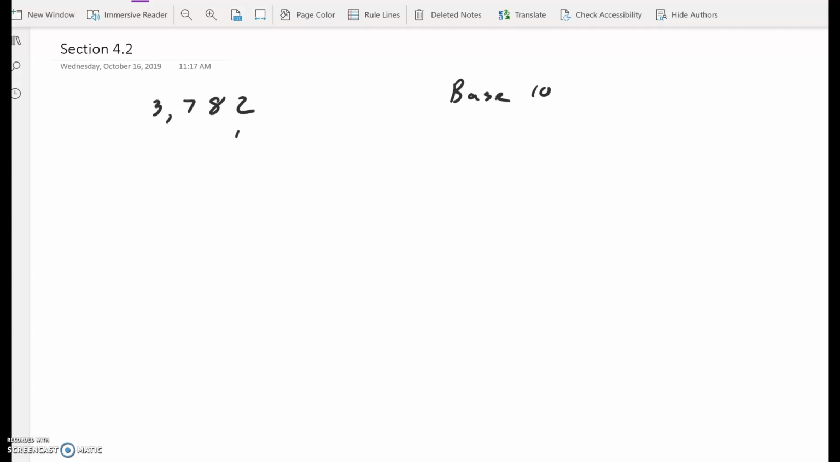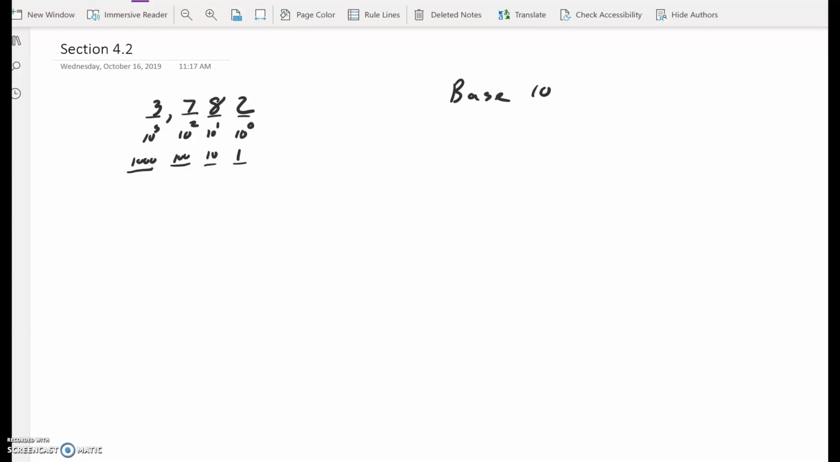3,782, the 2 is in the 10 to the 0 place, and the 8 is in the 10 to the first place, and the 7 is in the 10 to the second power place, and the 3 is in the 10 to the third power place. 10 to the 0 is 1, 10 to the first is 10, 10 to the second is 100, 10 to the third is 1,000. So this is 3 of these thousands, and 7 of these hundreds, and 8 of these tens, which we call 80, and 2 of these ones, which we call 2.